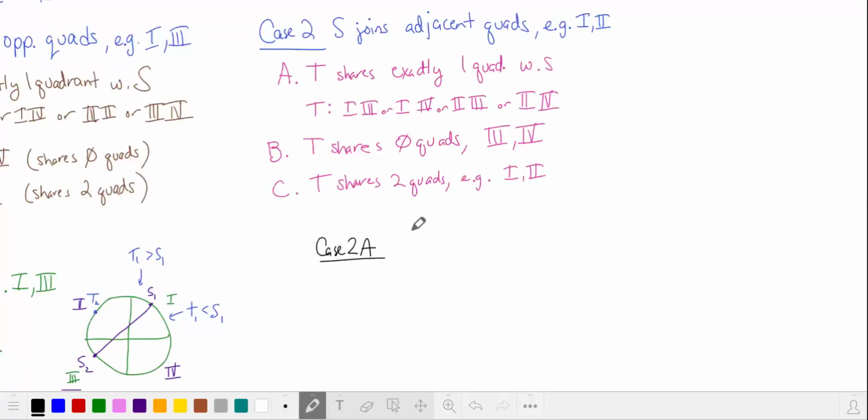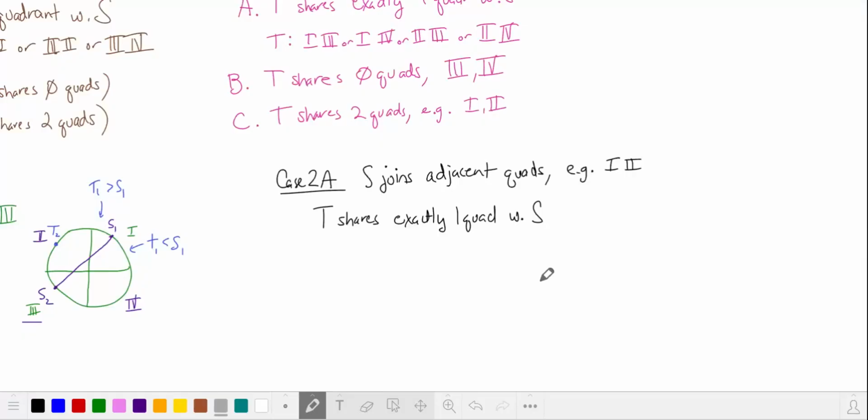Case 2A has our first segment S joining two quadrants that are adjacent to each other, so for example, quadrants 1 and 2. From part A, we have that T shares exactly one quadrant with S. So T shares either quadrant 1 or quadrant 2, but not both. So T joins 1 and 3, or 1 and 4, or 2 and 3, or 2 and 4.